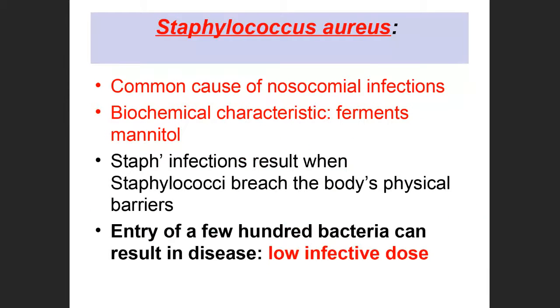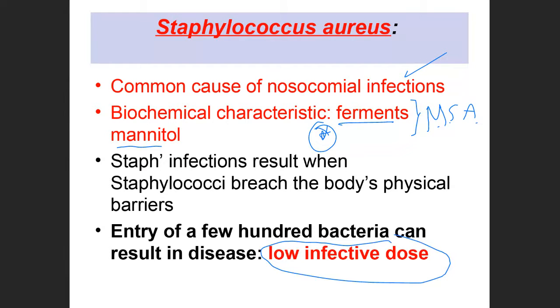So this is a common cause of nosocomial infections. We saw that in chapter 19. It is a facultative anaerobe, and we saw these actually in the lab, that Staph aureus can ferment mannitol, and this is the basis for identification in the lab. We do a mannitol salt agar plate, MSA plate, and that allows us to grow and identify Staph aureus because of its resistance to salt and its ability to ferment mannitol. It has a low infective dose that is part of its pathogenicity, so a few bacteria can cause an infection.